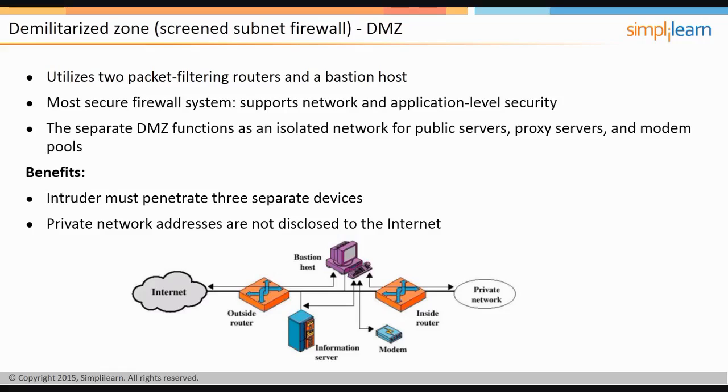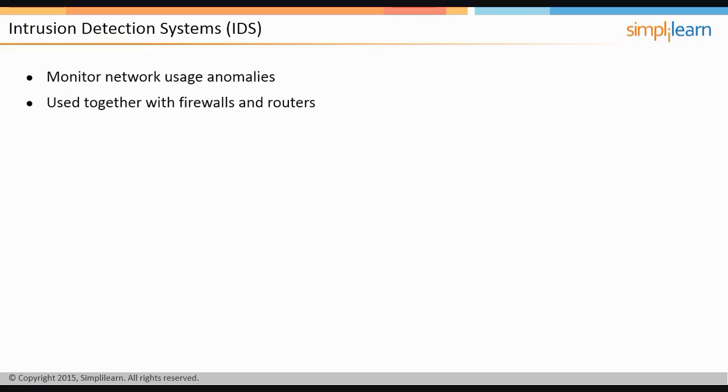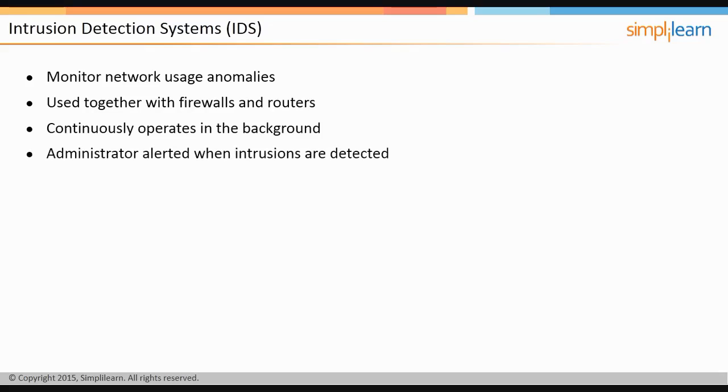In the next screen, we will discuss about Intrusion Detection Systems, IDS. Intrusion Detection Systems, IDS, monitor network usage anomalies. It is used together with firewalls and routers. It continuously operates in the background, and the administrator is alerted when intrusions are detected. It protects against external and internal misuse.